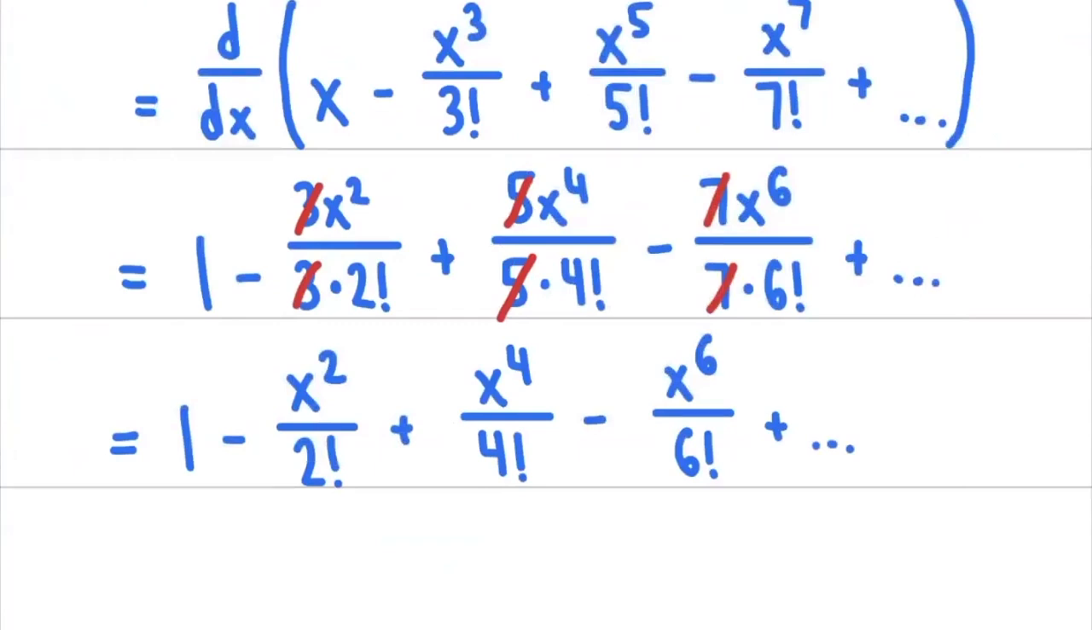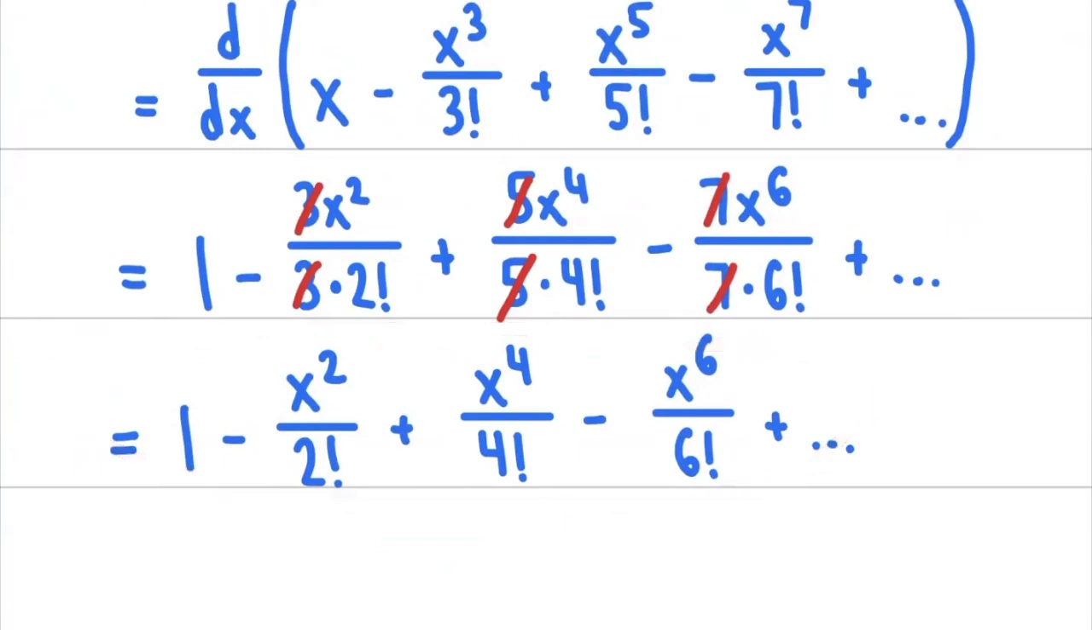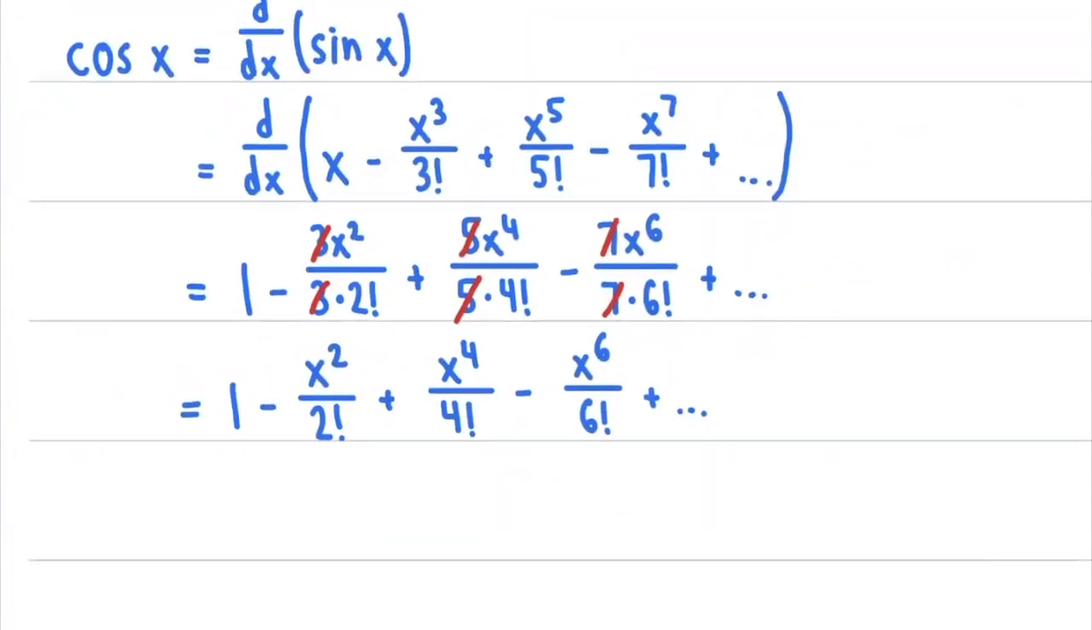And notice how all the exponents are even, and that makes sense because cosine is an even function. So we would expect the polynomial itself to be an even function with all those even exponents. So we're basically done. Now let's just write this in summation notation.